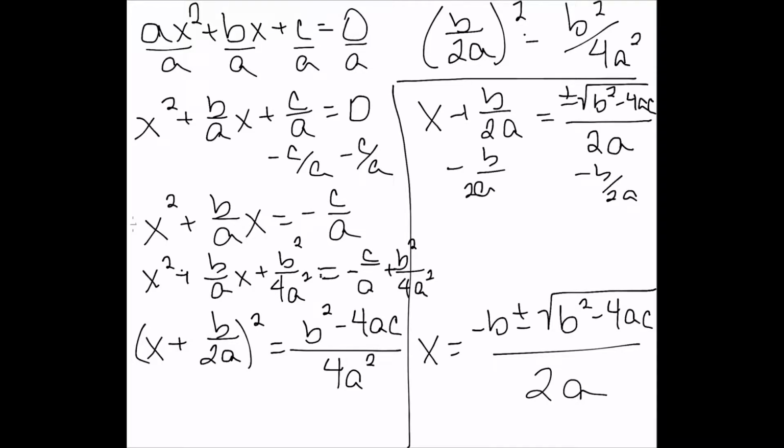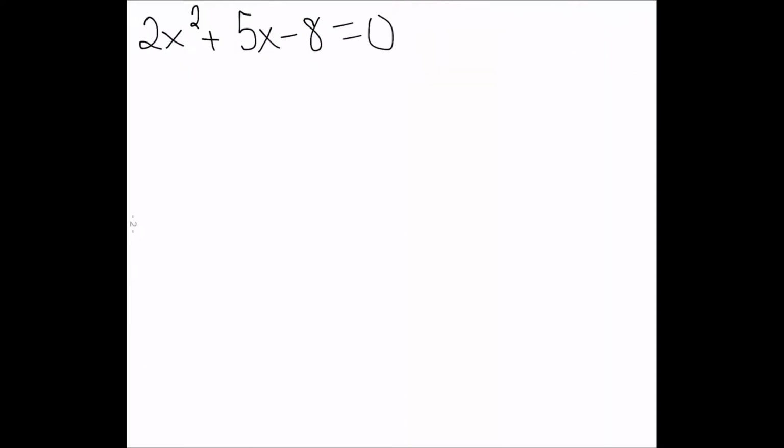And so I mainly walked through this to show you where the quadratic formula comes from and why it's important that we do know how to complete the square. Without completing the square, we won't be able to get the quadratic formula in the first place. So now that we have this formula, we can use it to solve things rather than complete the square each time. 2x squared plus 5x minus 8.